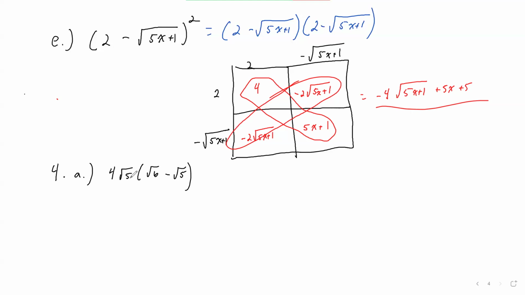I wouldn't, because it's only a monomial. I would just fold it, in my opinion. I use the box method when it's two binomials, but it doesn't matter. You can still box method this one. Just looks weird.